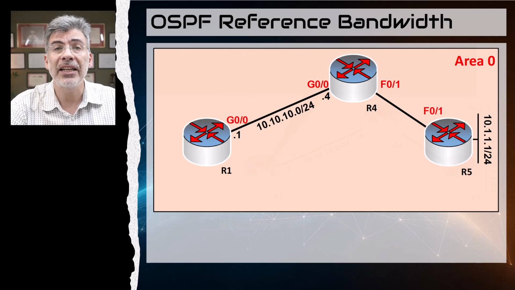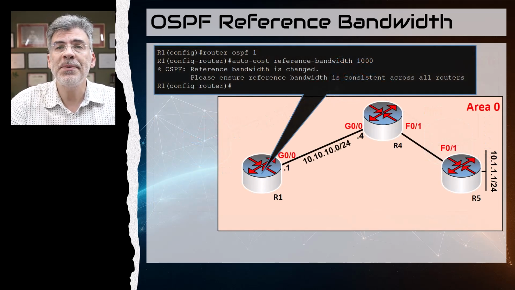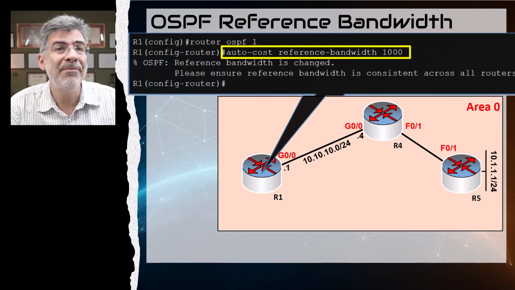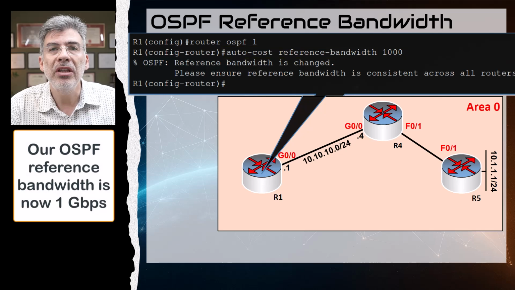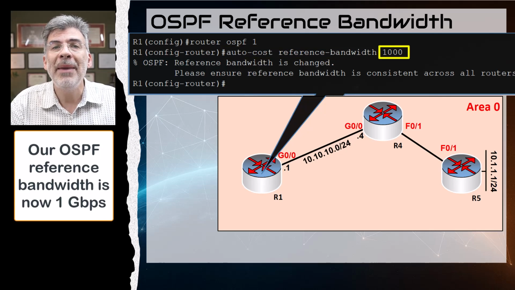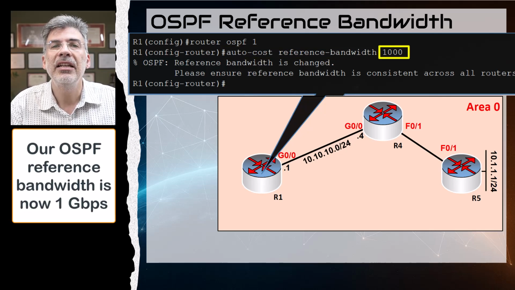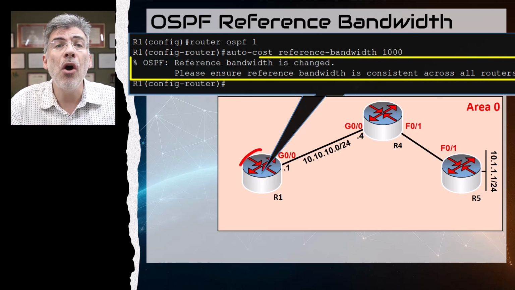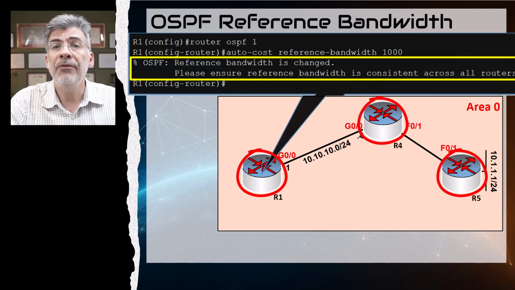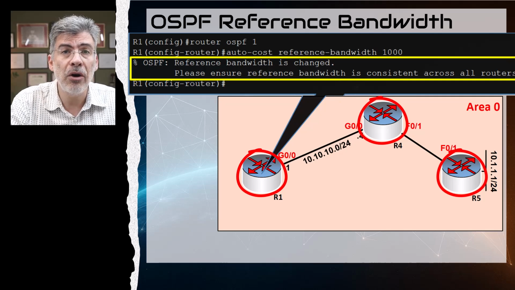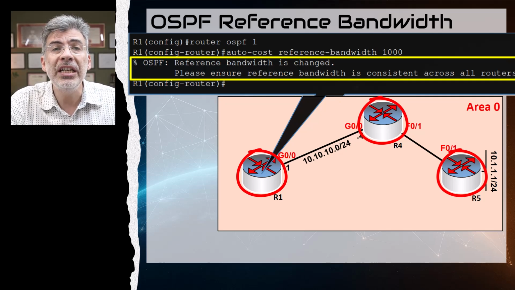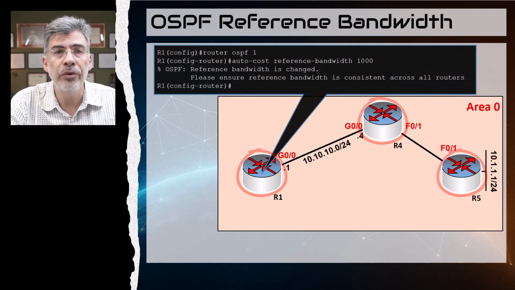We can do that like so. We enter the OSPF configuration mode and apply this command here. The value here is in megabits per second. So this value of 1000 makes the 1 gigabit per second link our new reference bandwidth. Now we apply this to all three routers in our topology. If we had other routers in the same area or in different areas, but part of the same OSPF domain, we would need to do this across all routers.